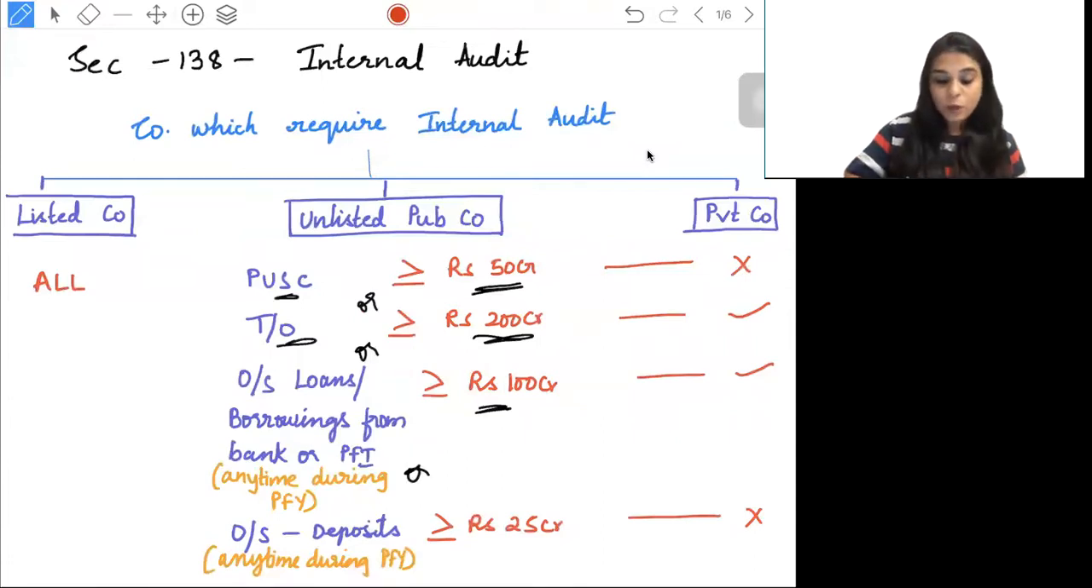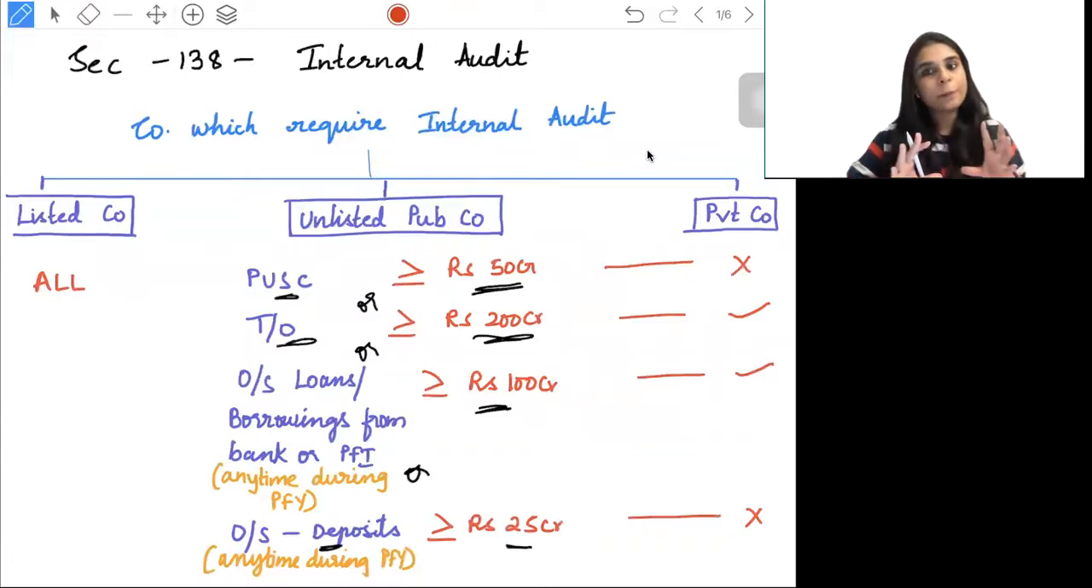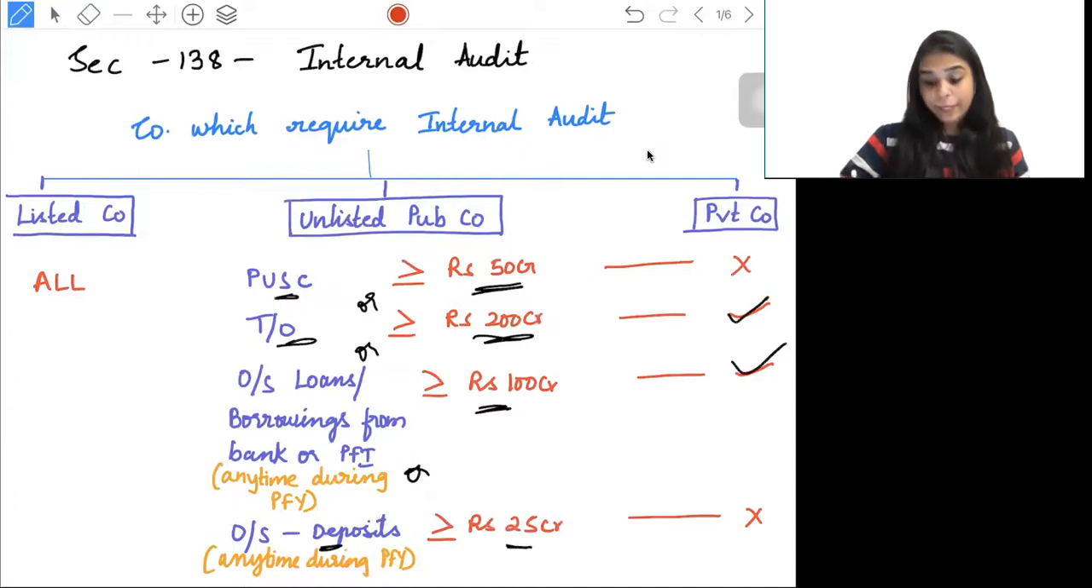Also, if any of my outstanding deposits are more than or equal to 25 crores any time during my previous financial year, then section 138 will be applicable to me. But moving on to a private company, only these 2 points will be applicable. Paid up share capital and outstanding deposits will not be applicable. So for a private company, if the turnover is more than or equal to 200 crores, or if the outstanding loans or borrowings are more than or equal to 100 crores, then section 138 will be applicable.